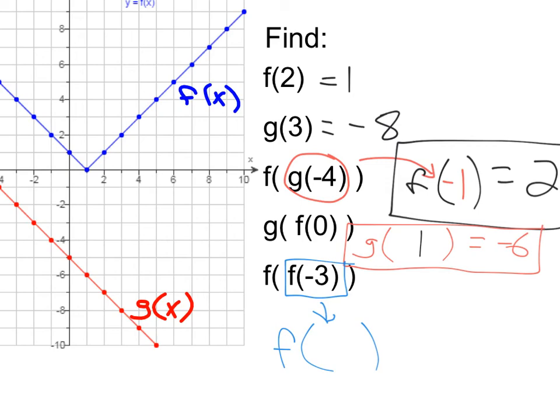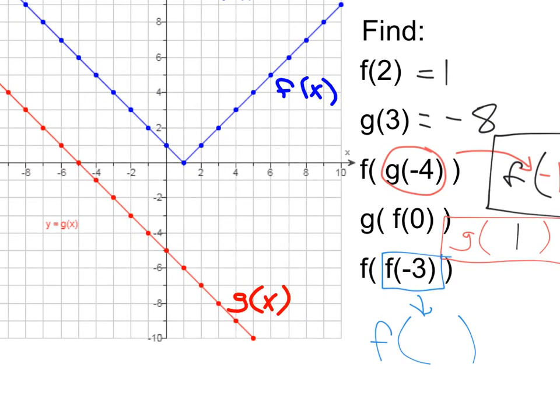So f of negative 3 is going to be the blue function. Negative 3 for my x value. What y value pairs up? It's going to be 4. So this is really asking find f of 4. So now I go, when x is 4, what's the y value? And that looks like it's going to be 3.